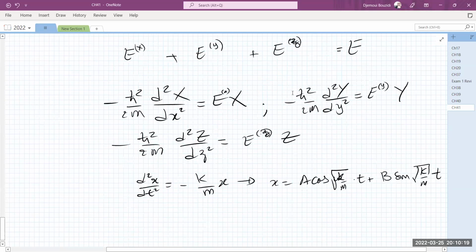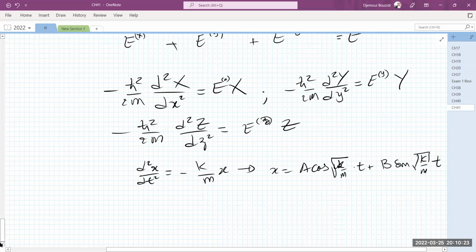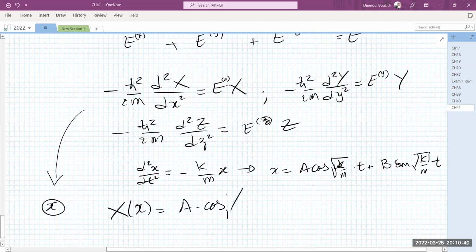So let's focus on one direction at a time. Let's look at the x direction, and we're going to write the other directions right away. For the x direction, I have this equation, and this equation then suggests that X as a function of x is equal to A times a cosine of the square root of 2mE divided by h bar squared.